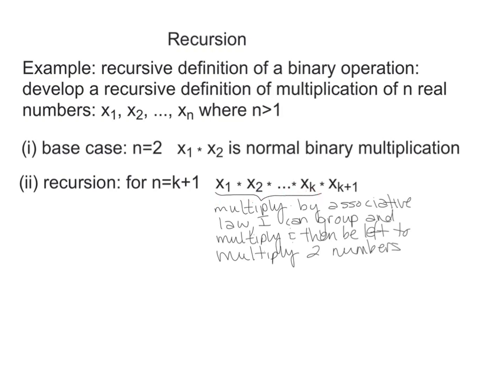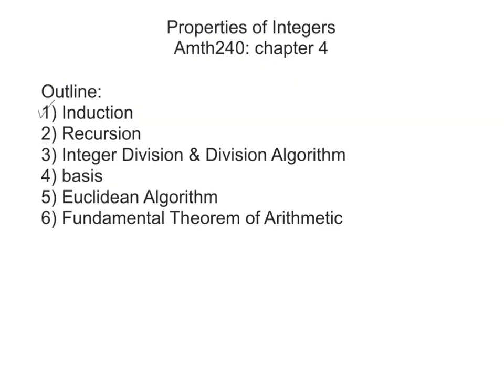So by associative law, I can group these k terms separate from my k plus 1 terms. But then I also know, because this is a recursive formula for the first k terms, I can keep going down until I eventually get to just 2. And then I add my last term on. So now we've done induction, we've just completed recursion. We'll introduce the topic of integer division in this video, and then the rest of the topics we will continue in part 2.